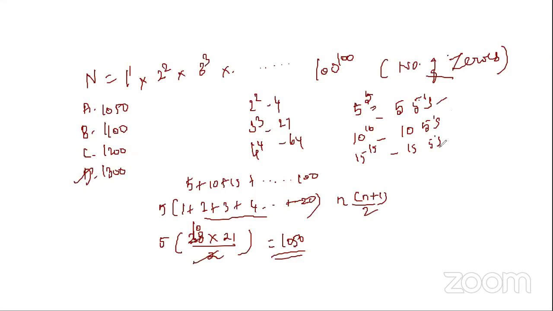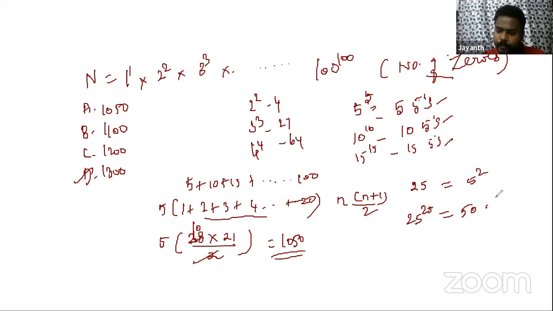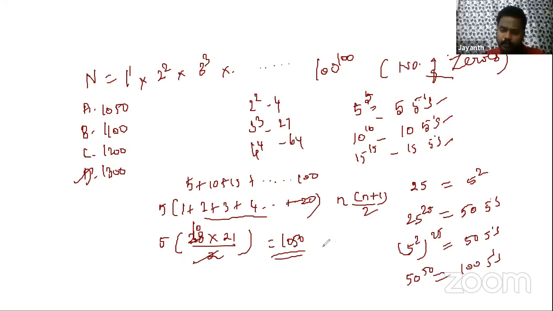But listen here, 5 power 5 gives 5 5s, 10 power 10 gives 10 5s, 15 power 15 gives 15 5s. But if we go for multiples of 25, 25 is nothing but 5 square. In 25 power 25, you will have 50 5s. Getting my point or not? Likewise, 50 power 50 will have 100 5s, all multiples of 25. Likewise, 75 power 75 will have 150 5s, and 100 power 100 will have 200 5s.